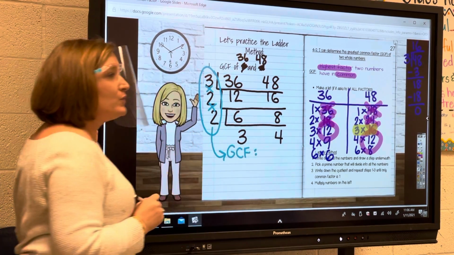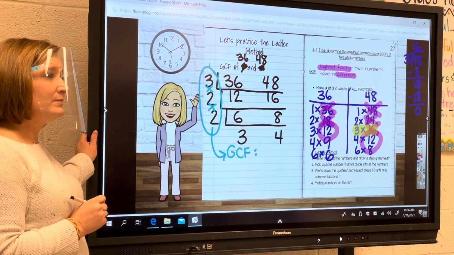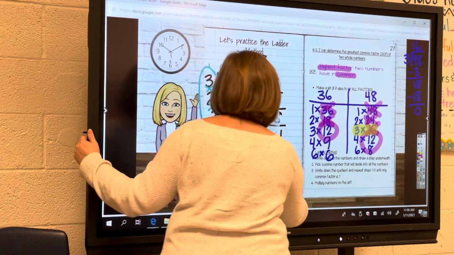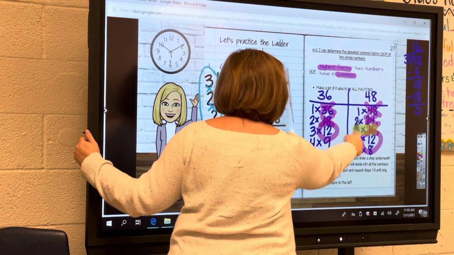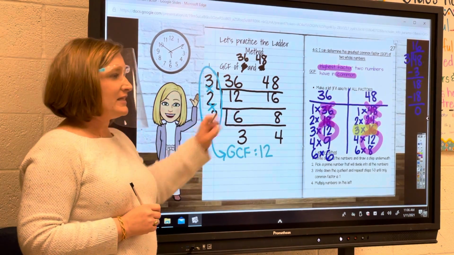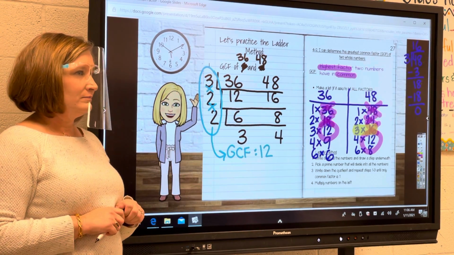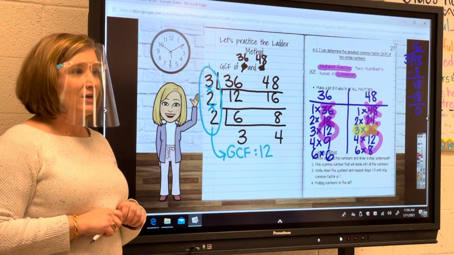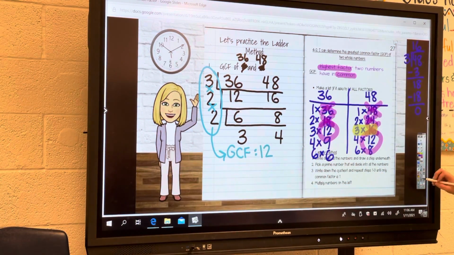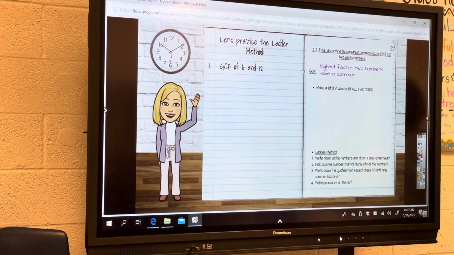3 times 2 is 6, 6 times 2 is 12. Did we get the same thing? Yes. Was this easy? Yeah. Way easier than listing all the factors. Okay? So now let's try 6 and 12 and see what we get.